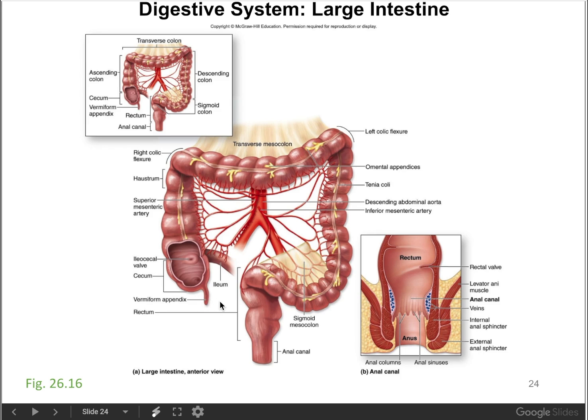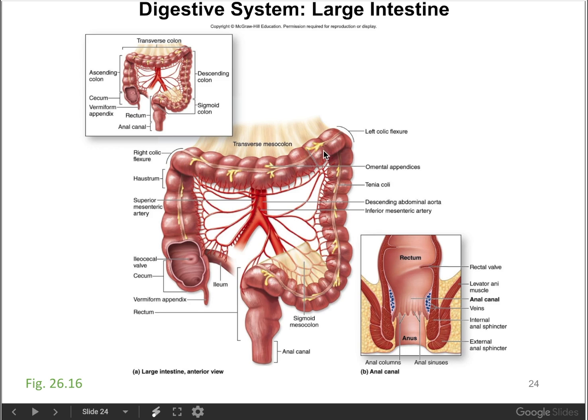So the colon is a continuation of the cecum here. And we have the ascending colon, the transverse colon, and the descending colon. And then we have the sigmoid colon. And like I said, the rectum and the anus. The muscular wall of the large intestine has a modification in it, which helps things move through the colon.